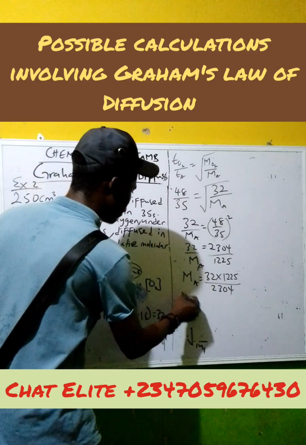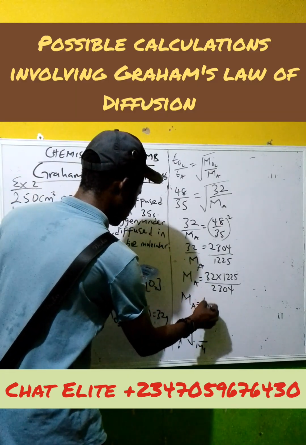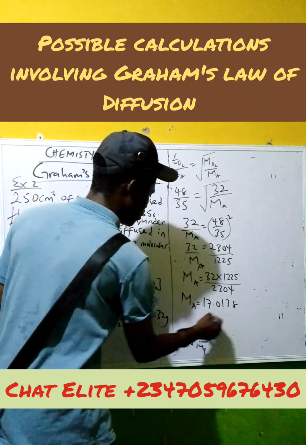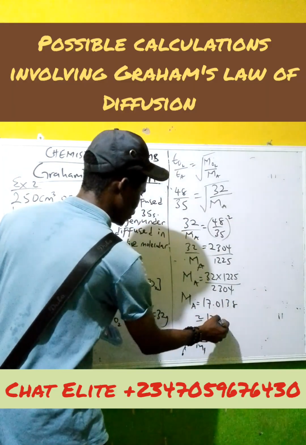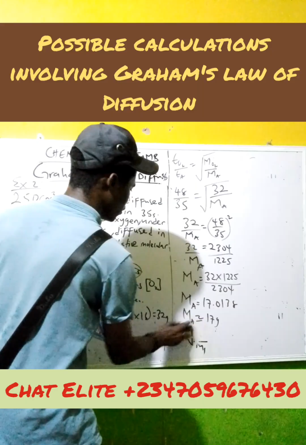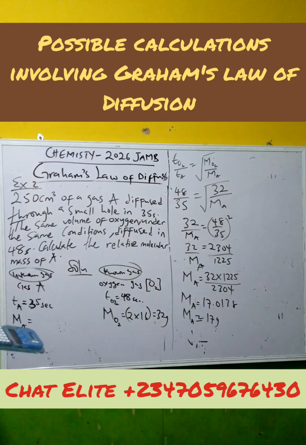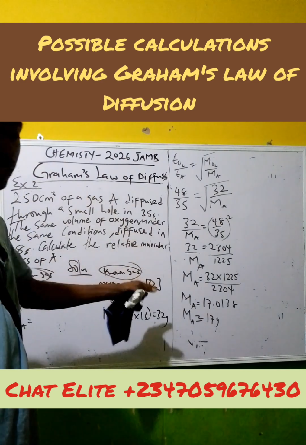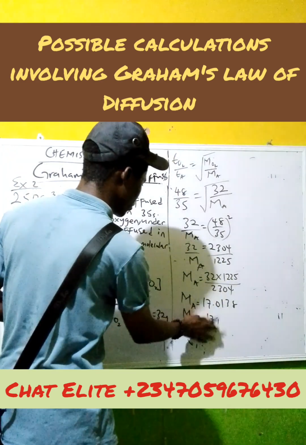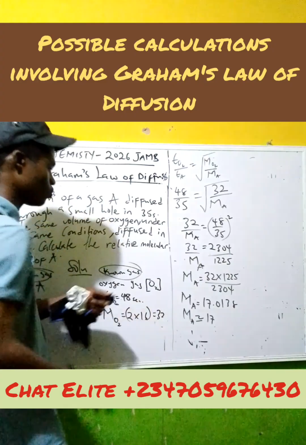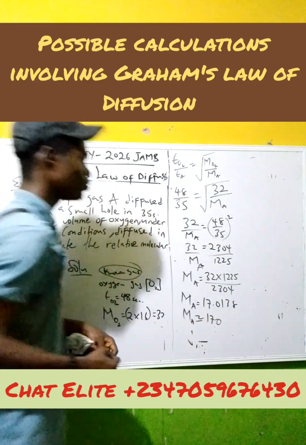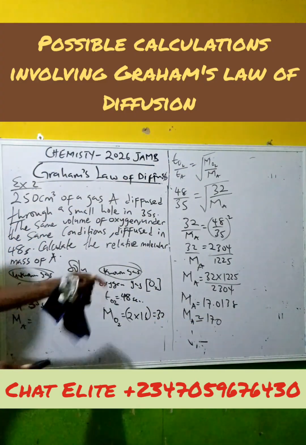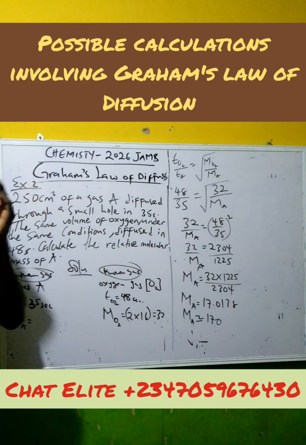So we are ending up with MA equals 17.0138, which is approximately 17. So our relative molecular mass of the unknown gas is at the end 17. Oh sorry, the unit is not necessary for relative molecular mass, so you can just leave it at 17.0. So that is our final answer for this question.